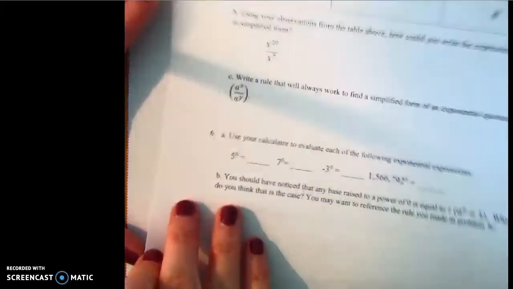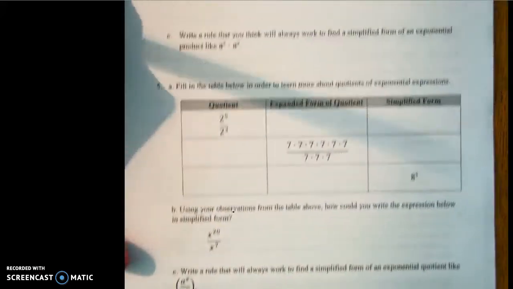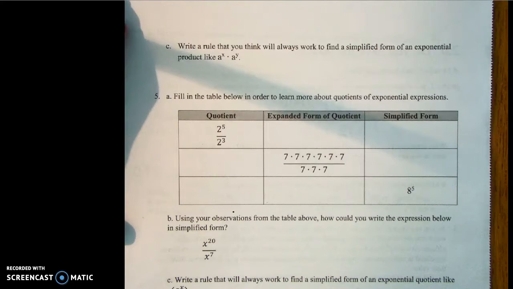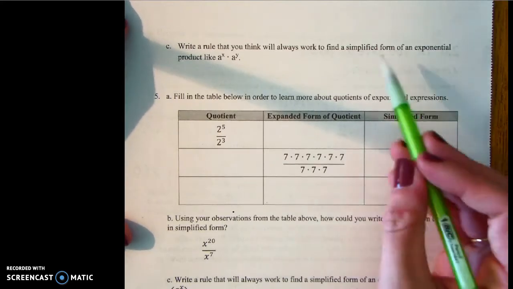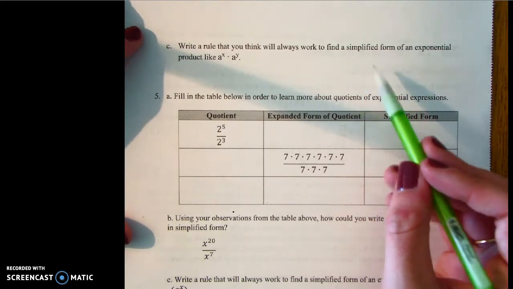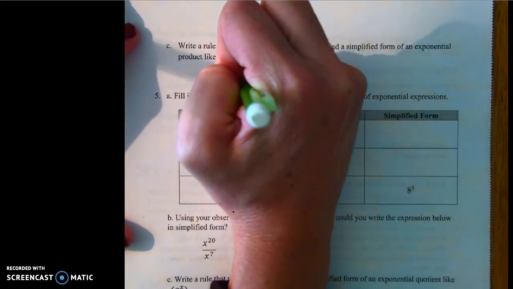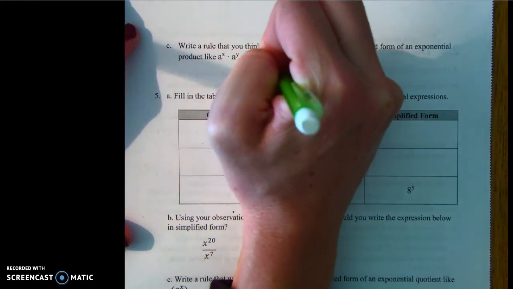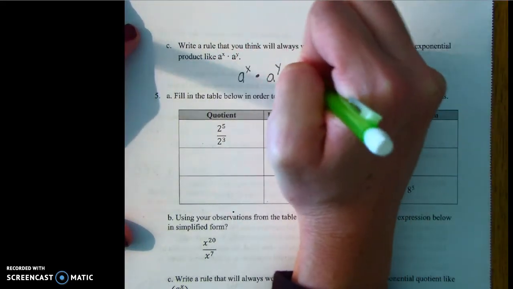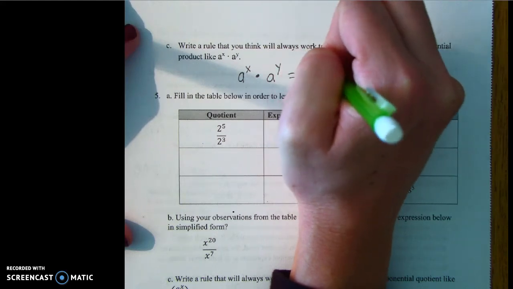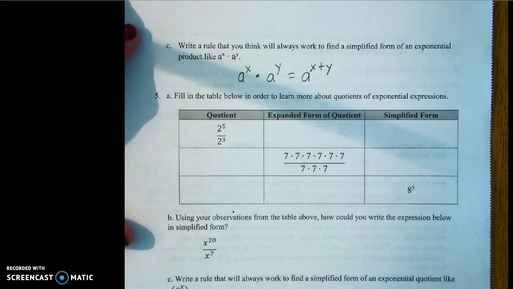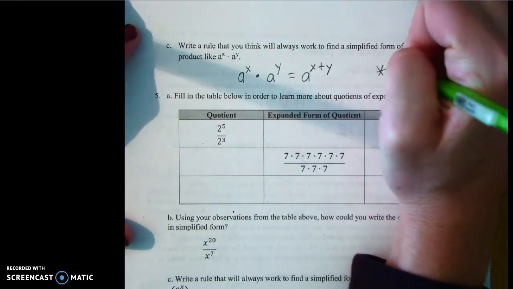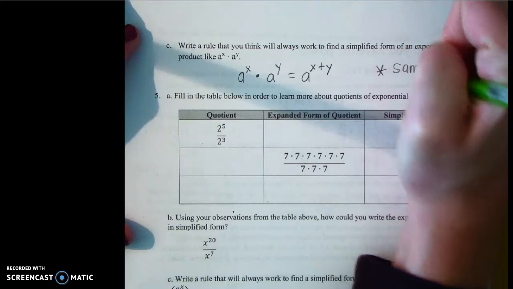Let's look at the other side. So your rule for multiplying exponents with the same base would be if you're multiplying any number a to the x power times any number a to the y power, you're going to add the exponents, x plus y. Again, you must have the same base.